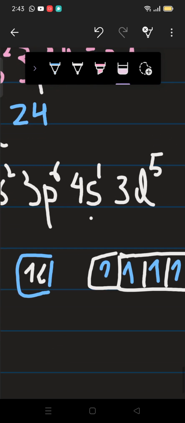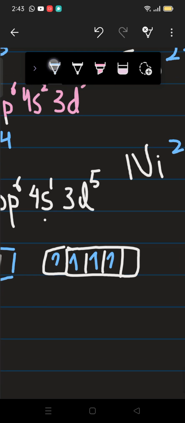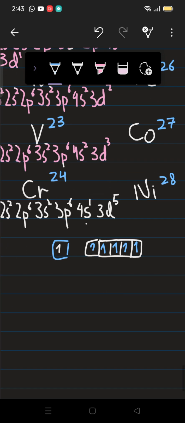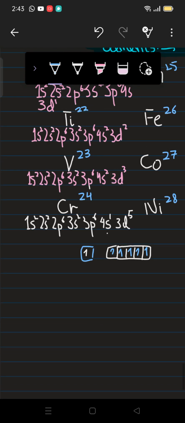That's why we removed one electron from here and put it there, because we know that a half filled orbital is more stable. That's why here we have one exception in the chromium atom. Instead of writing 4s2, we have written 4s1 and 3d5. So the electronic configuration of chromium is 1s2, 2s2, 2p6, 3s2, 3p6, 4s1 and 3d5.